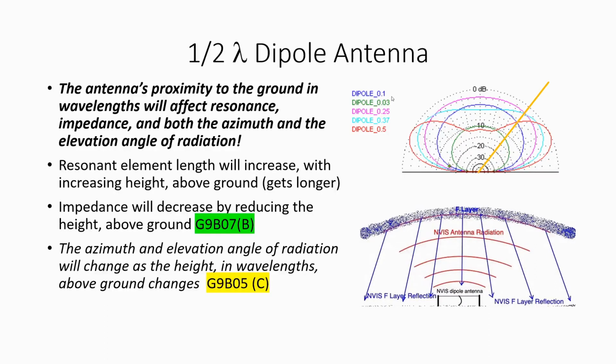So another thing that we have to really be concerned about with our antennas is the proximity to the ground, and it's measured in wavelengths. That's where we get our interaction with the Earth. It can affect the resonant frequency of the antenna, the impedance of the antenna, both the azimuth and elevation angles of the antenna.